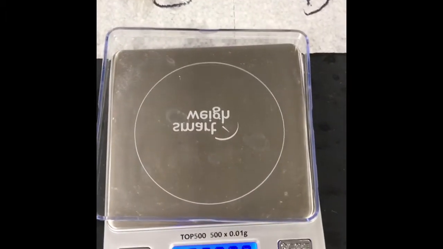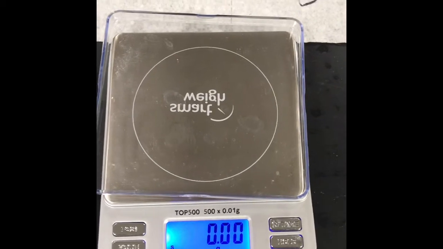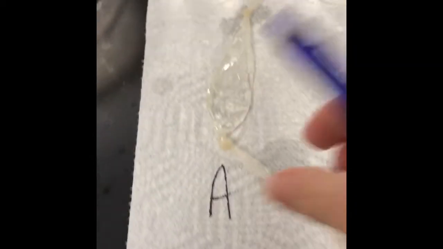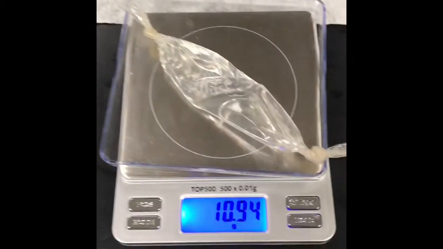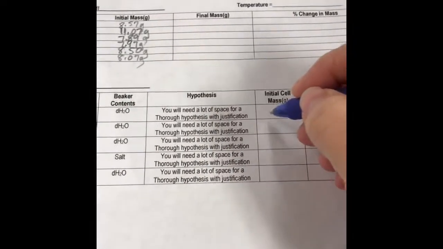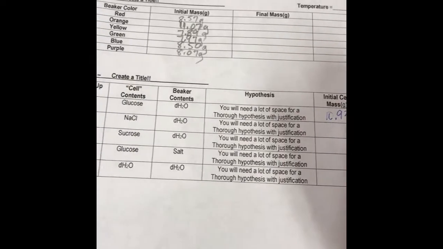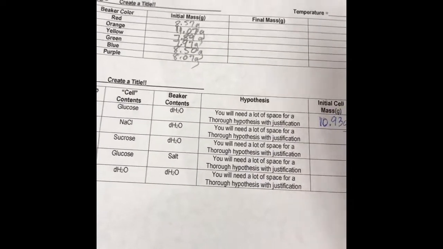So we're going to turn the scale on. Here we go. We've got grams. Everything's tared. So bag A, our first little guy, let's put him in here. And we're going to call that 10.93 grams. So we're going to record that right here. 10.93 grams. All right, that's bag A.